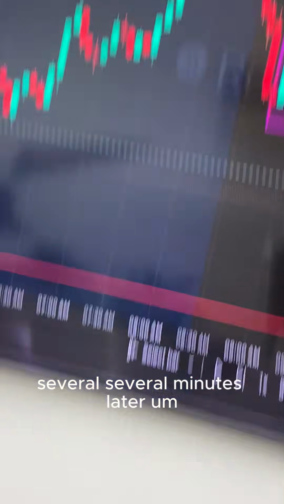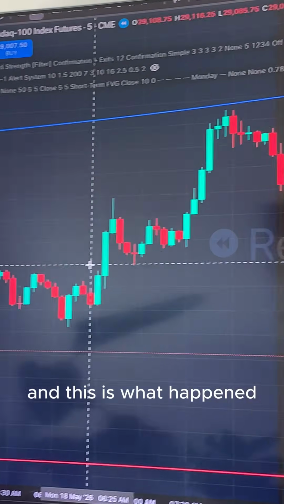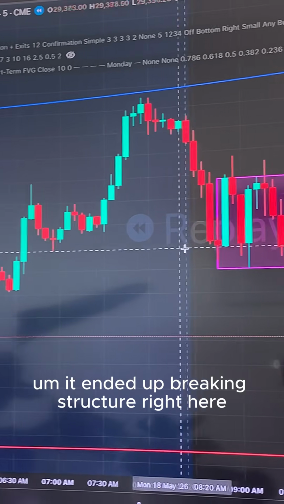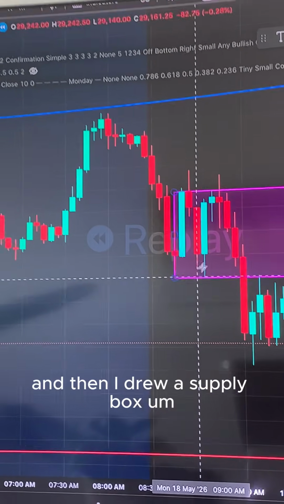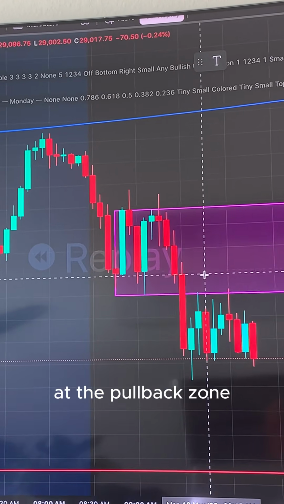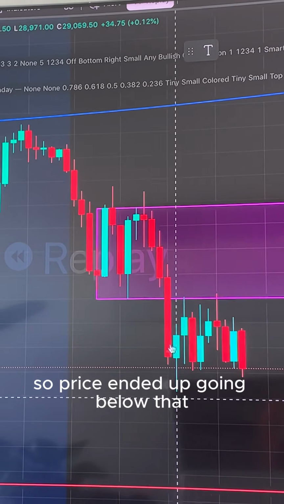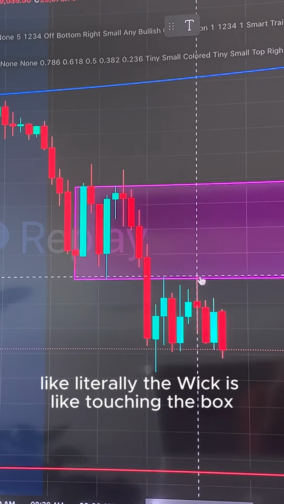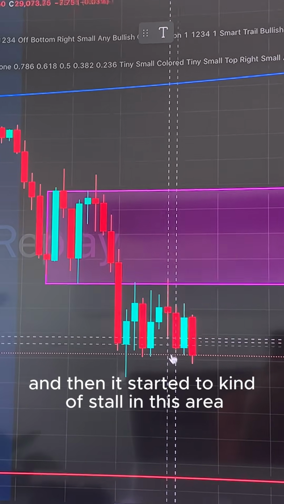Several minutes later, and this is what happened. Price ended up going way back up to that 4-hour trend line. It rejected from that area. It ended up breaking structure right here. And then I drew a supply box at the pullback zone. So price ended up going below that. It retested that, like literally the wick is touching the box. And then it started to kind of stall in this area.